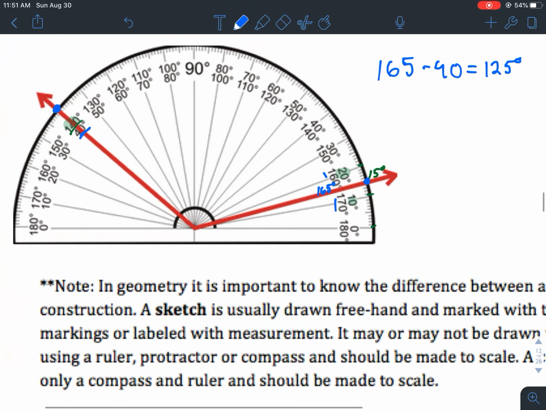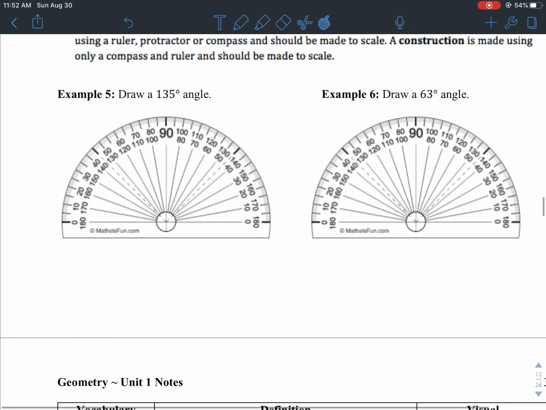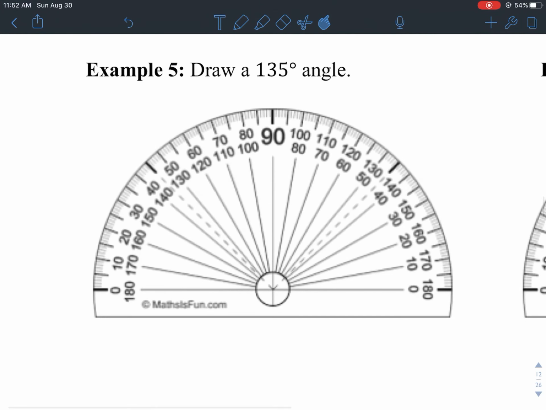So again, you can find the difference between those two sets of numbers. The difference between 140 and 15 is also 125. So again, there are several ways of figuring out the measurement. Now moving on to example 5, we're asked to draw an angle.